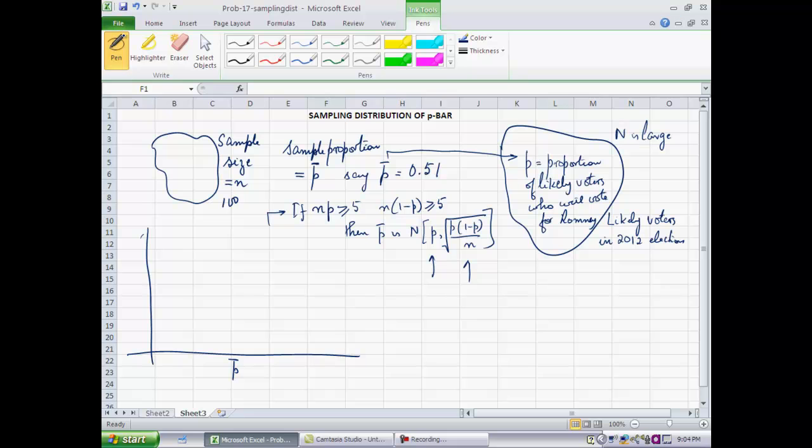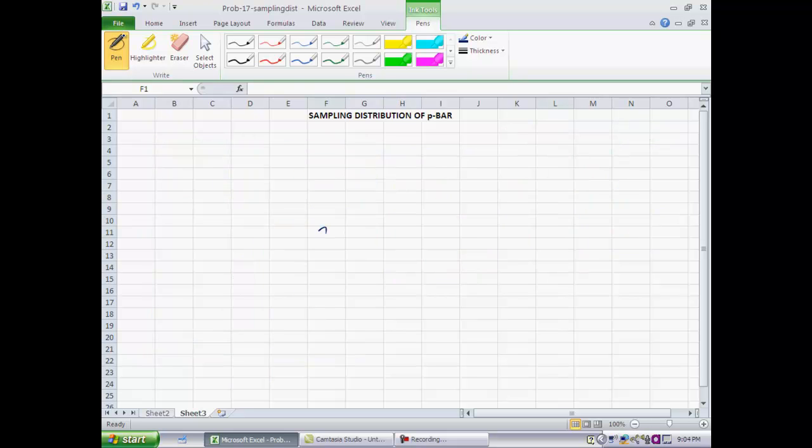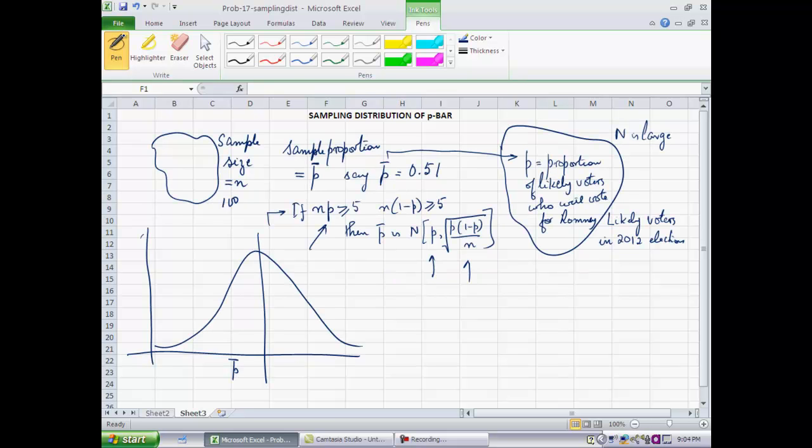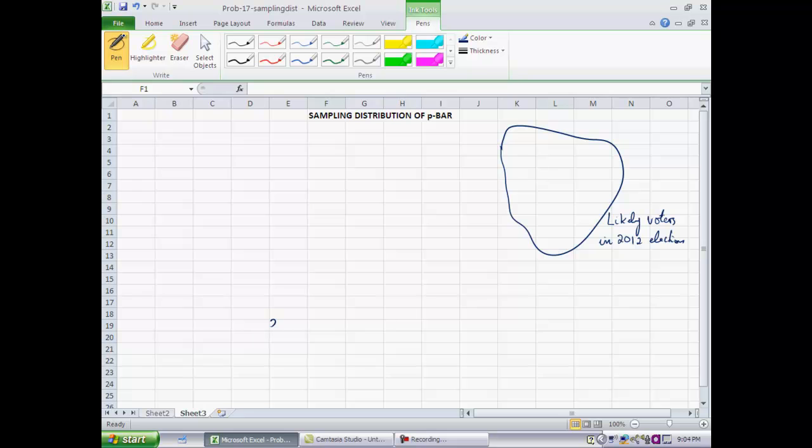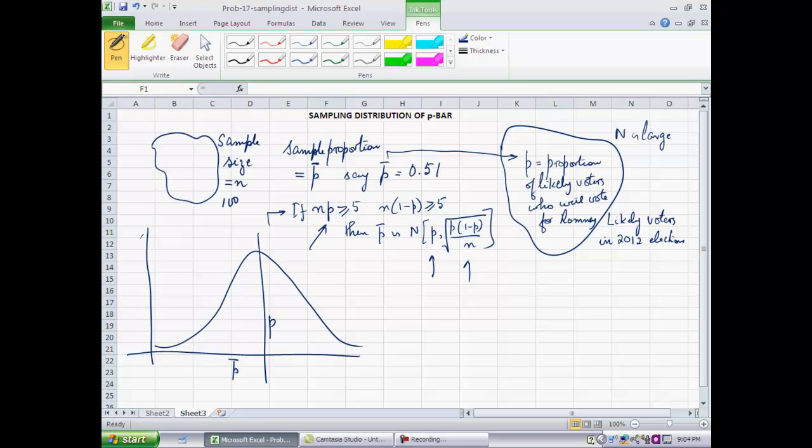So the sample proportion is again normally distributed provided that these two conditions hold. If those two conditions hold, the sample proportion, which is a random variable, is normally distributed. It's bell-shaped, and its middle is the population proportion, and that's very nice because it means on average I expect the sample proportion to equal the population proportion. That's reassuring, since it's an unbiased estimator.